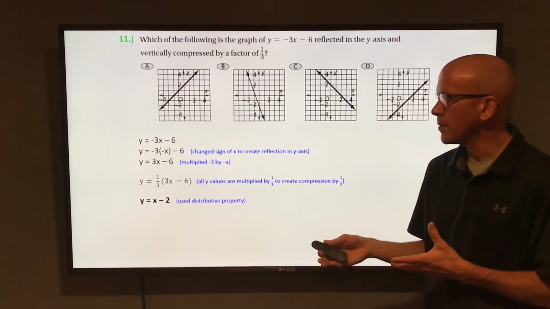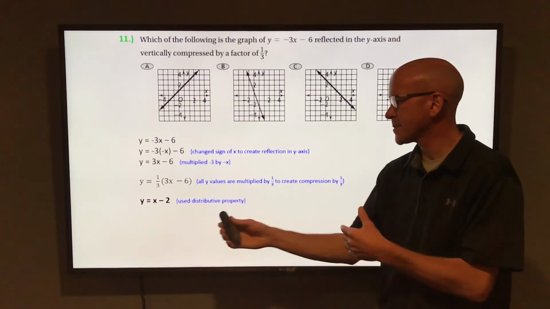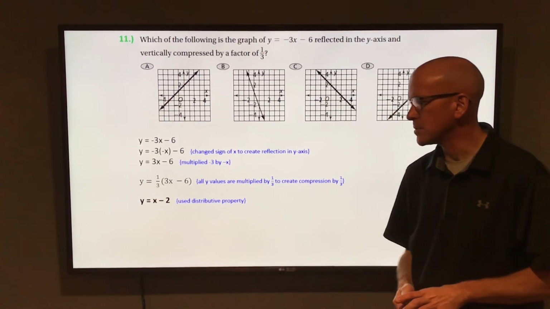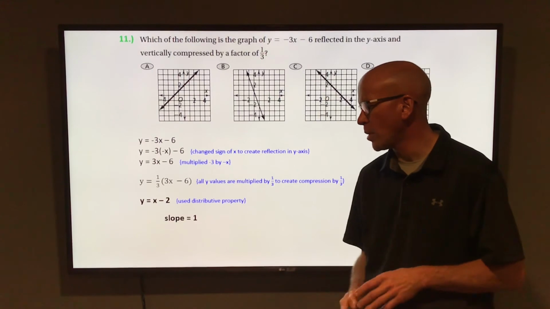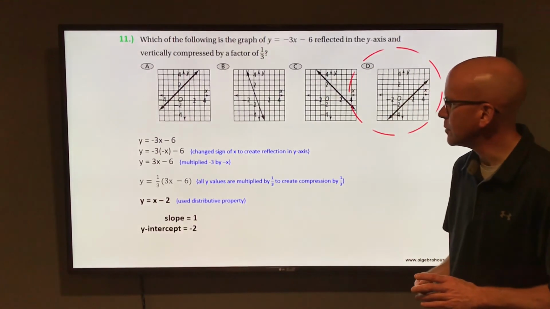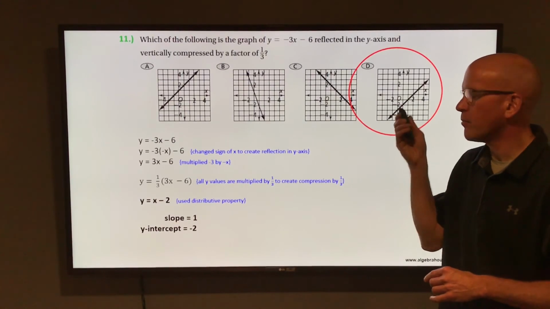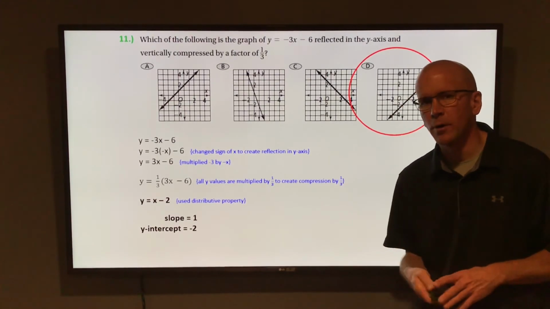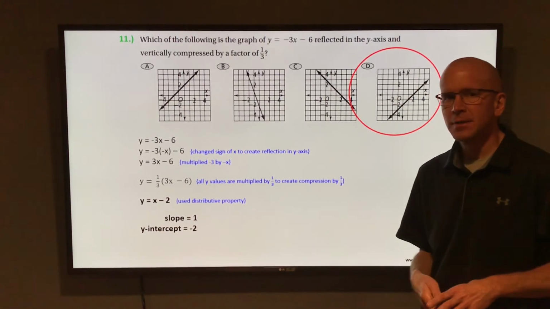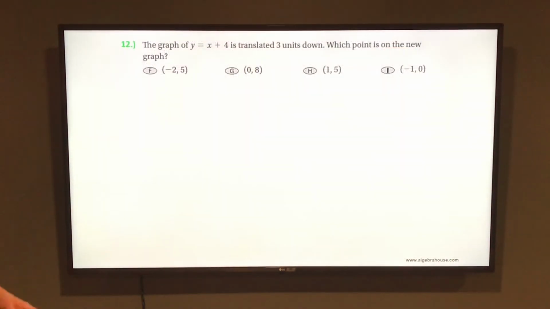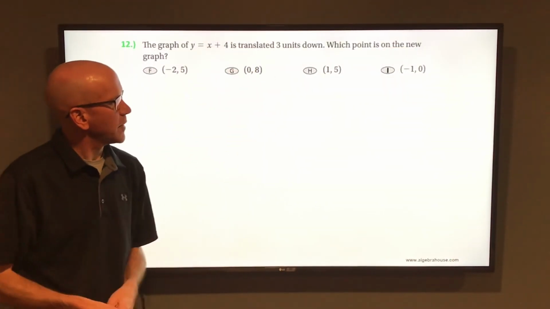So now all you have to do is match one of these graphs up with this y equals x minus 2. If we break that down, the slope on that is 1, and the y-intercept is negative 2. So you're looking for the graph with a y-intercept of negative 2 and a slope of 1, where you go up 1 and to the right 1. Obviously, it's letter D.